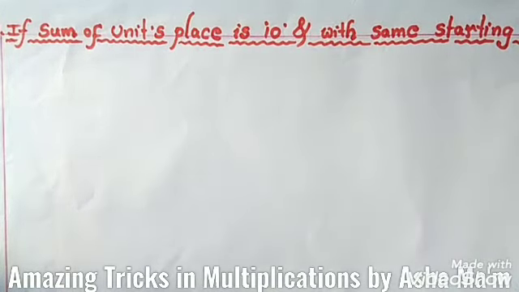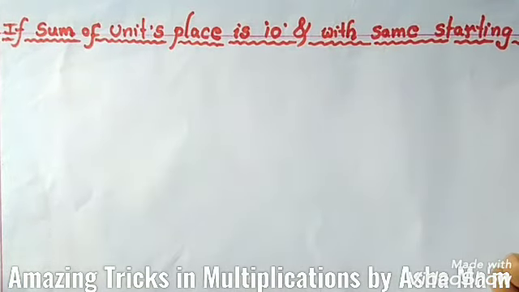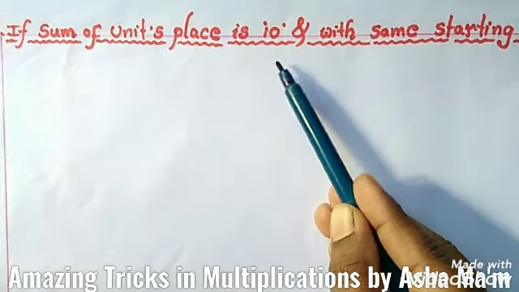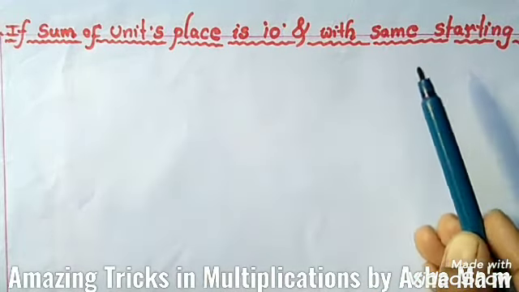I'm your Asha ma'am. Today in our session, let us learn some amazing simple tricks to find the answer in simple multiplications. Here, in 4 categories, I'm going to tell you. In case 1, if the sum of units place is 10 with same starting numbers.